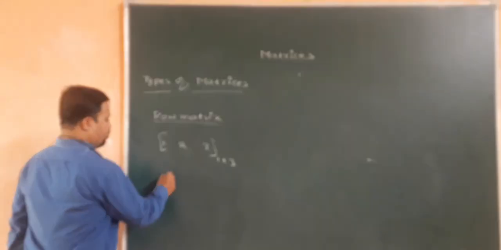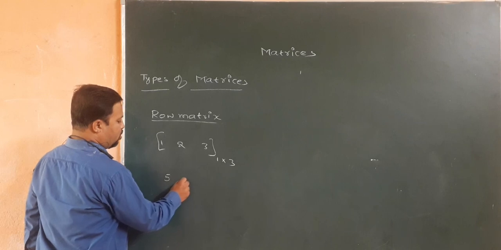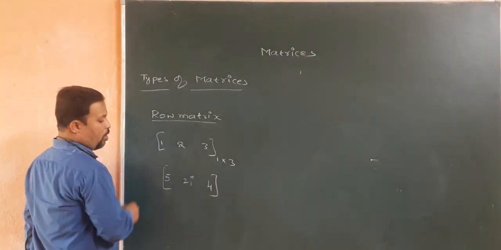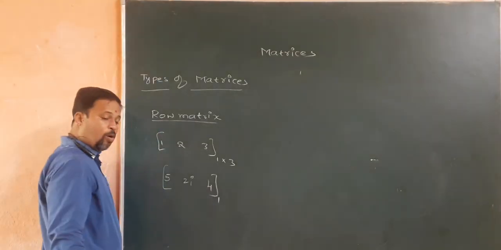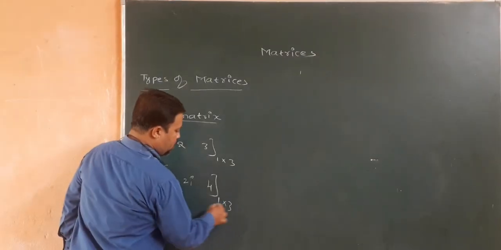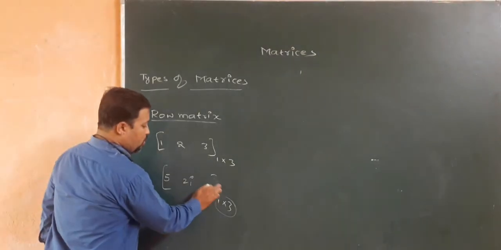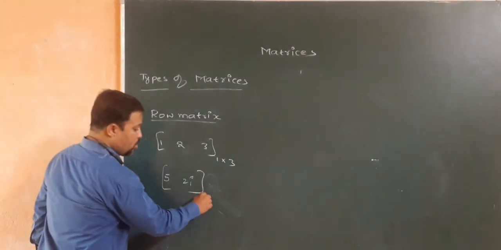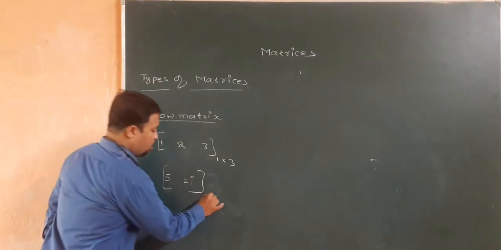So you can take another example. 5, 2i, 4. See here. How many rows are there? Single row, columns 3. This is the order we can say here. Now, if you remove this one, what will be the order of this matrix? How many rows? Single row, columns 2. So this is 1 cross 2. This is the order of the matrix.